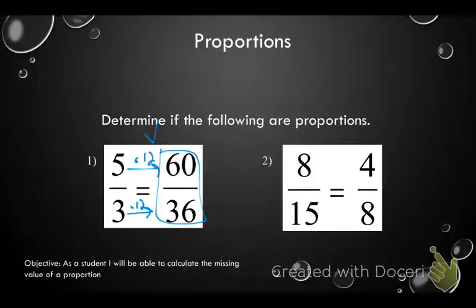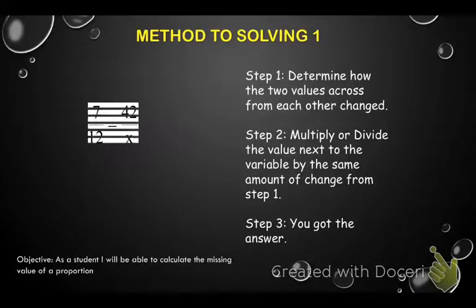Let's check this one. How does 8 become 4? Well, actually, you have to divide by 2. 8 divided by 2 is 4. 15 divided by 2 is not 8. So this one is not proportional. Okay? That's how we check. Are they equivalent? Moving on.